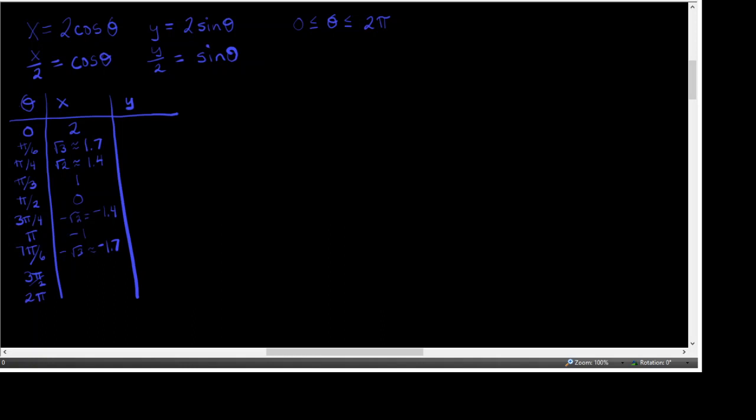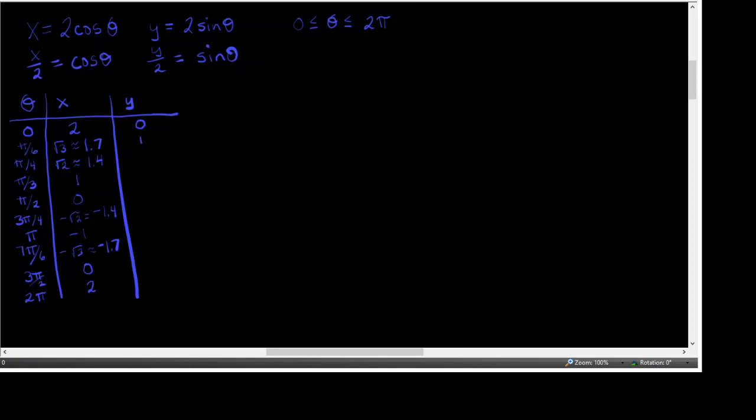Anyway, cosine of 3 pi over 2 is 0. 2 times 0 is 0. And cosine of 2 pi is 1. 2 times 1 is 2. All right, the y values. Sine of 0 is 0 times 2 is 0. Sine of pi over 6 is 1/2 times 2 is 1.